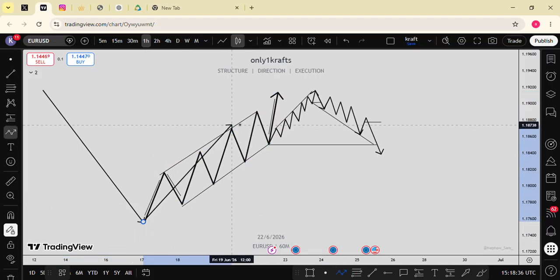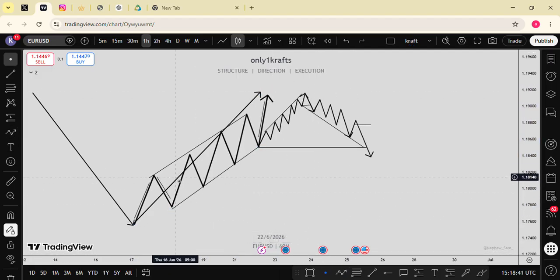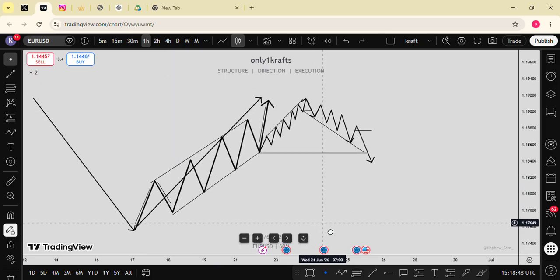This is just how it looks like on the daily time frame. I'm still going to explain this on the chart, so if you do not understand this diagram, it's just chill, relax, and just listen to my words. You will get what I'm trying to say.